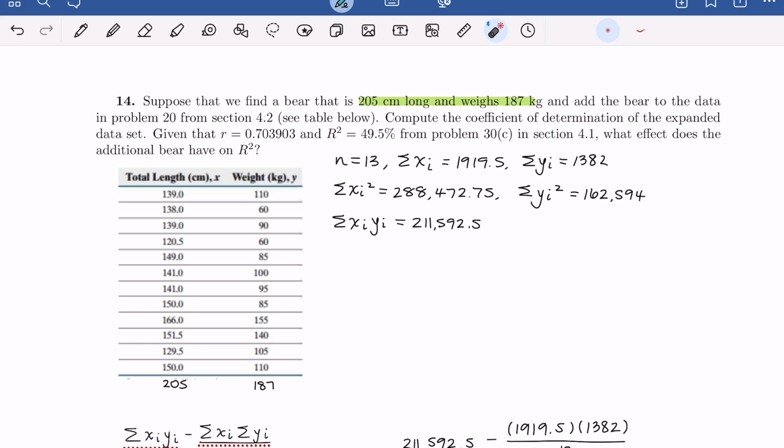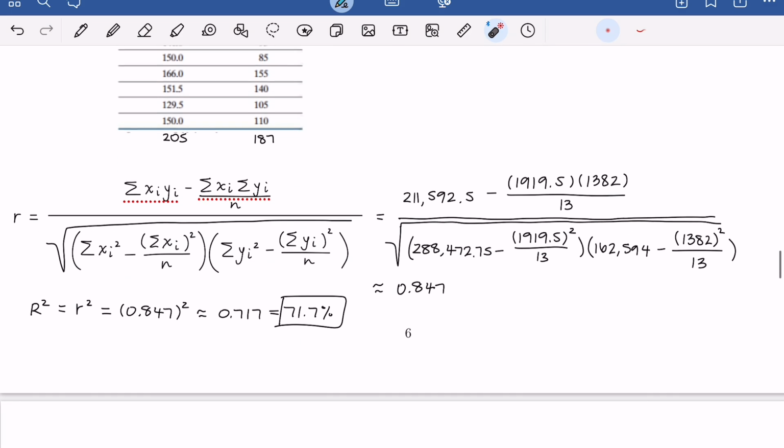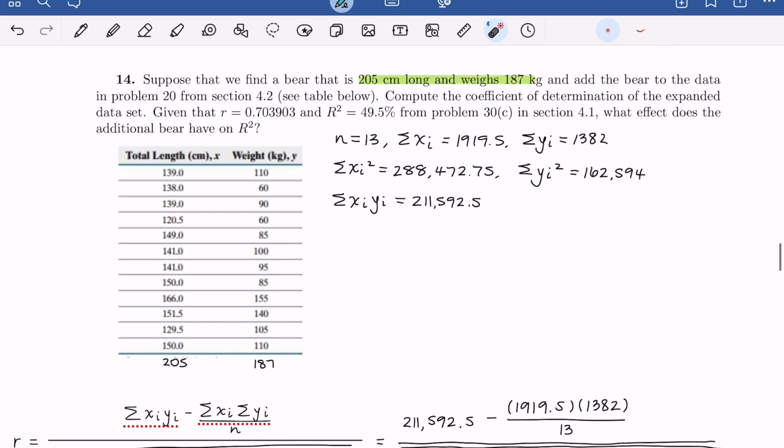Okay. So this is our coefficient of determination when we add another bear to the sample. And we want to figure out what effect this new bear had. Well, remember our previous coefficient of determination, this r squared, was 49.5%. And our new one is 71.7%. So taking the difference of that is about 22%.